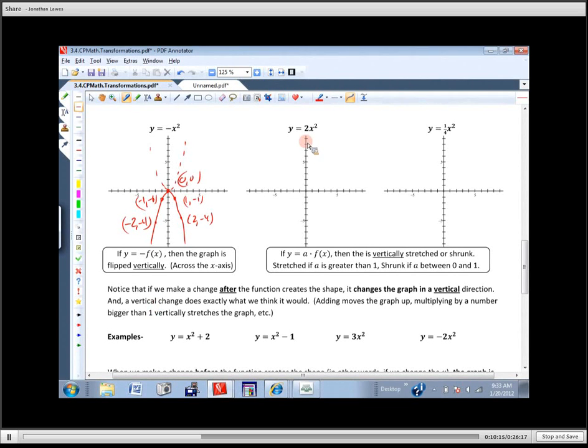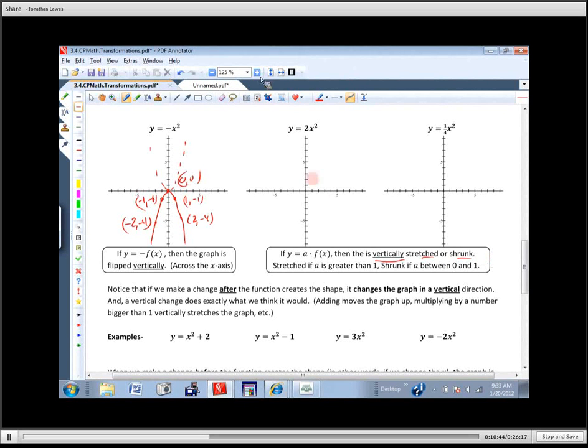Okay, elongates it is a pretty good word. Can somebody else describe it differently? Makes it taller, makes the points twice as tall as they used to be, stretches them vertically, right? Okay, so if we take a function, whatever the shape is, and we multiply it by a number, it's going to be a vertical stretch or a vertical shrink. Okay, so this one is going to stretch it.